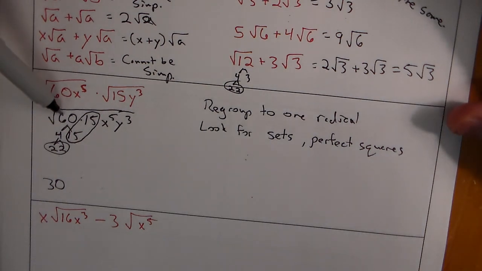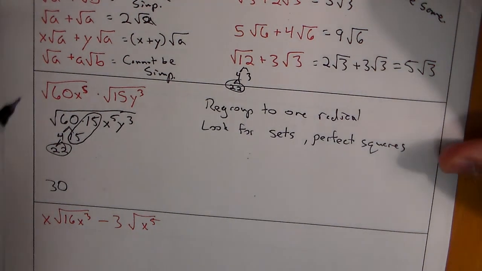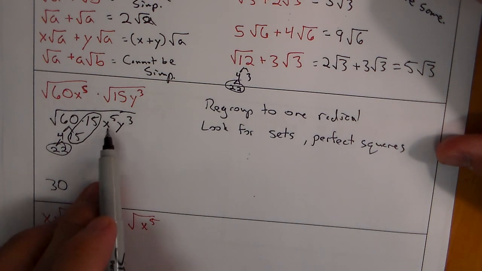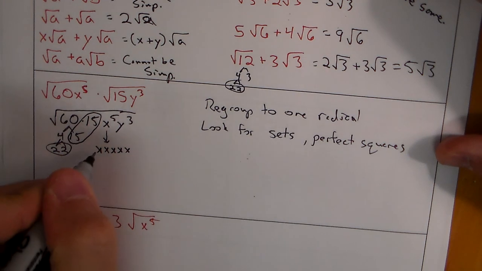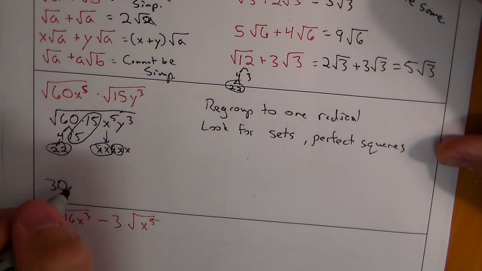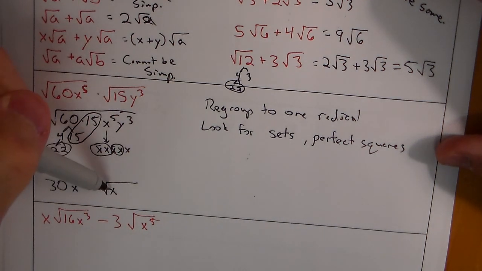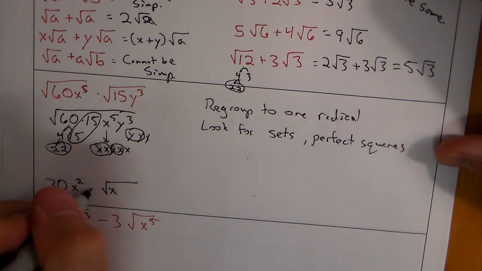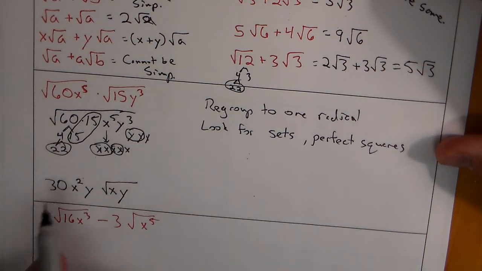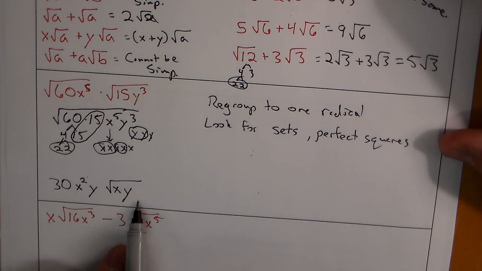So it's going to be a 30 on the outside because we have 2 times 15. The other way you could have done it is you could have multiplied 60 times 15 here, and you would have gotten 900. The square root of 900 is 30, so you'd get there either way. Now we look at the variables. X to the 5th. There are 5 x's there. There are 2 sets of 2, so 2 come out, with 1 left over, so that stays in. Y to the 3rd has 3 y's, that's 1 set comes out, 1 left over. So our answer here is 30x squared y times the square root of xy.